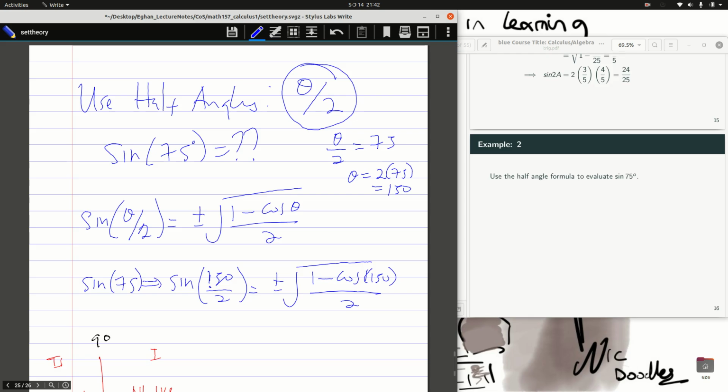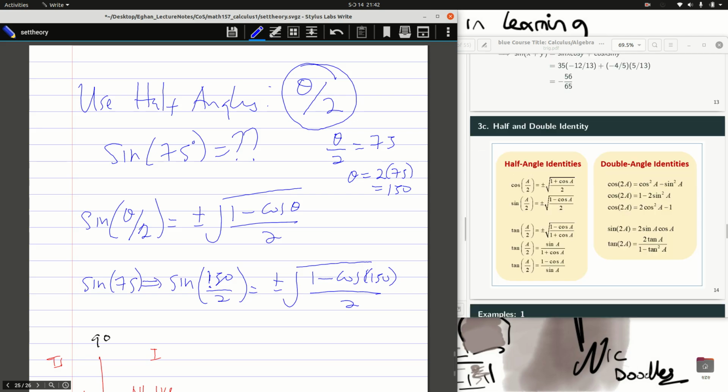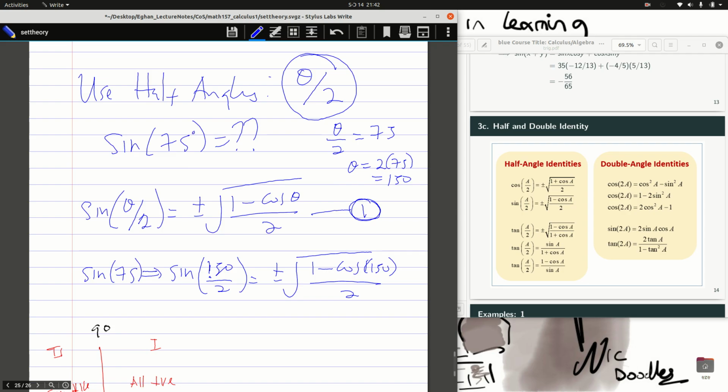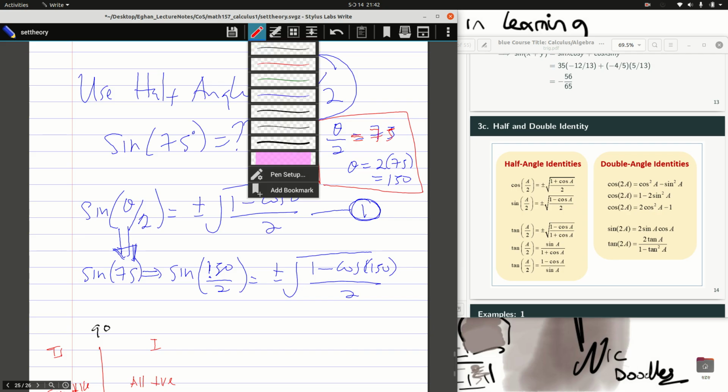So I go and take my half angle identity. I move to slide 14. I have equation 1 as the identity. Sine theta on 2 is given as plus or minus the square root of 1 minus cos theta on 2. That is the identity. But I don't have 75 on 2. I have theta on 2. It means I must be able to rewrite this in terms of theta on 2. So this is what I do. Let me use the red for emphasis. I set theta on 2 equal to 75 because I'm equating them.